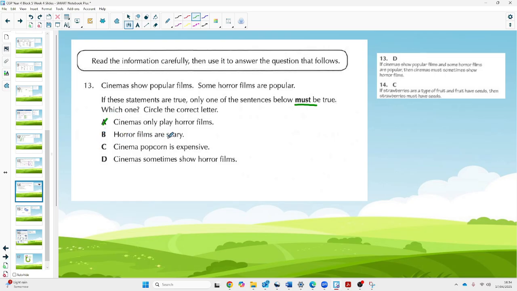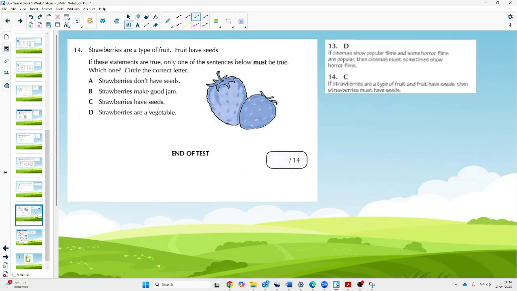Horror films are scary. Well, they are, but there's no mention of that within the text. Cinema popcorn is expensive. Again, it might be, but it's not mentioned within the information. And then that only leaves us with this one that must be true. Cinemas sometimes show horror films. Well, yes, if cinemas show popular films and some horror films are popular, then cinemas must sometimes show horror films. So well done if you got that correct.